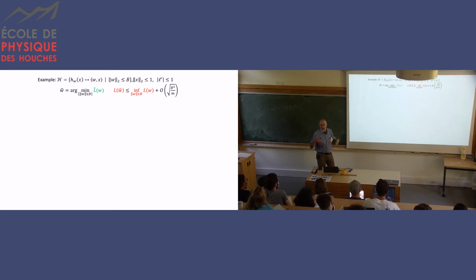the capacity of predictors of norm at most b, and we know that's bounded by b squared, and so we know that for all the predictors of norm at most b, the empirical error and the expected error differ by at most something like square root of b squared over m, where m is the number of samples, and we can conclude that if we do solve our empirical optimization problem, our learned predictor will be only square root of b squared over m worse than the best predictor in the class.